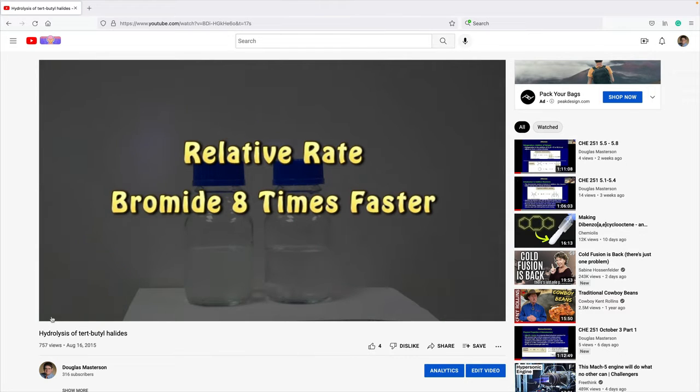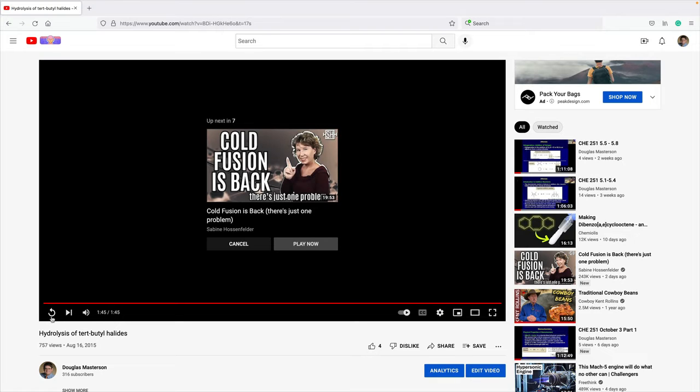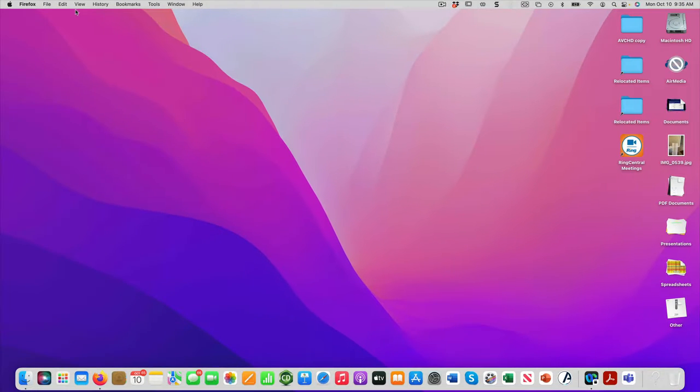So relatively, when you take those seconds and do the division, you see that it is 8 times faster for the bromide to react than the chloride to react. But the mechanism is exactly the same, right? So why is the bromide more reactive than the chloride?